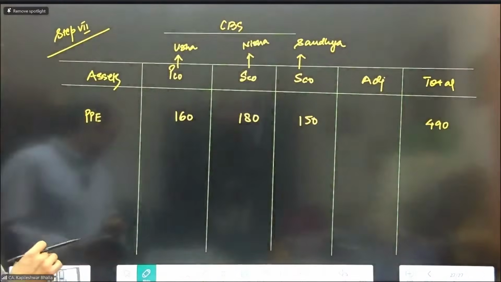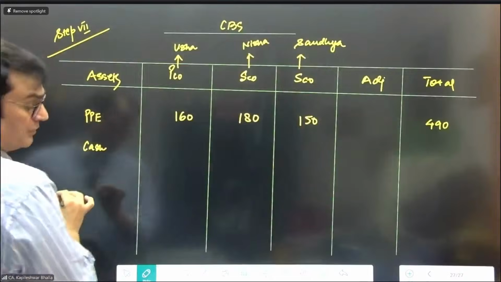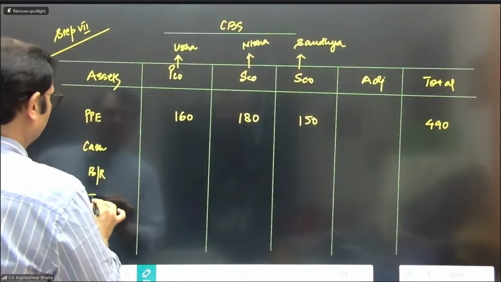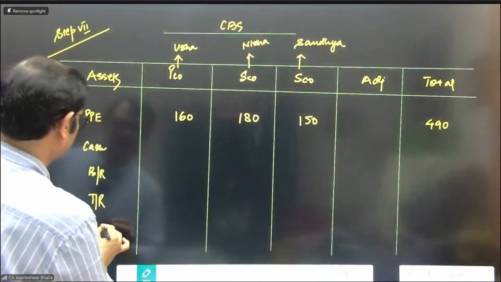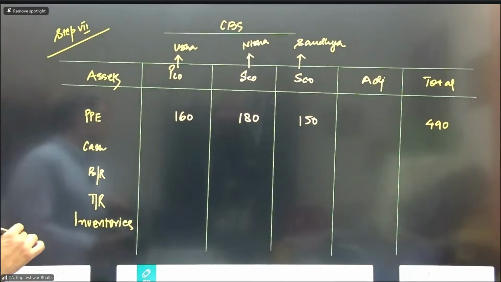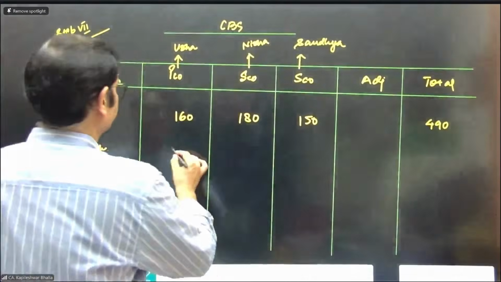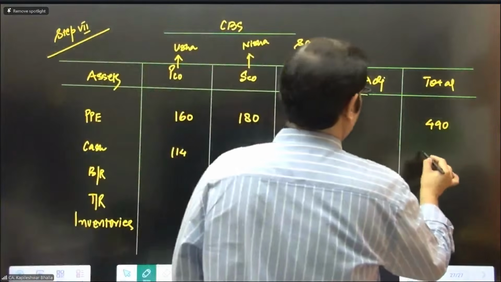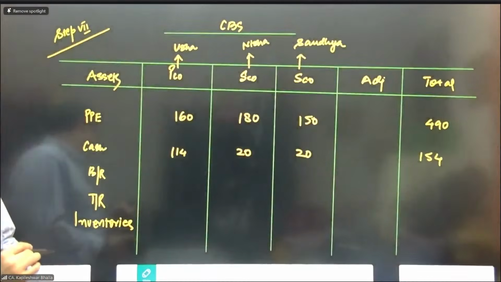Then we've got the current assets, cash, and then there is bill receivable, trade receivable, as well as inventories. Inventories, we've got a stock reserve. Rest, we can just take it as it is. The cash is 114, 20, 20. That's 20, 20, so that's 154. Then bill receivable is 36.